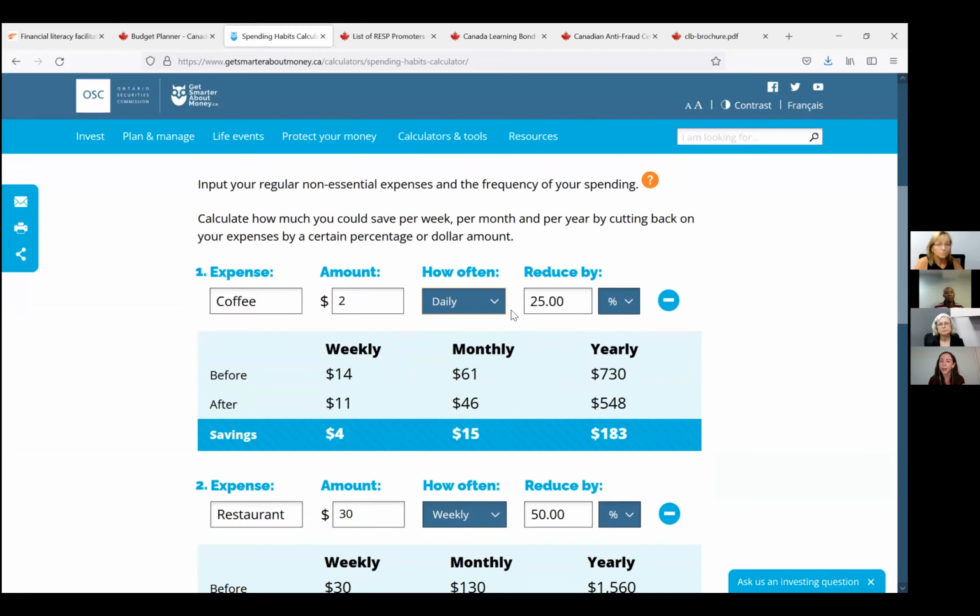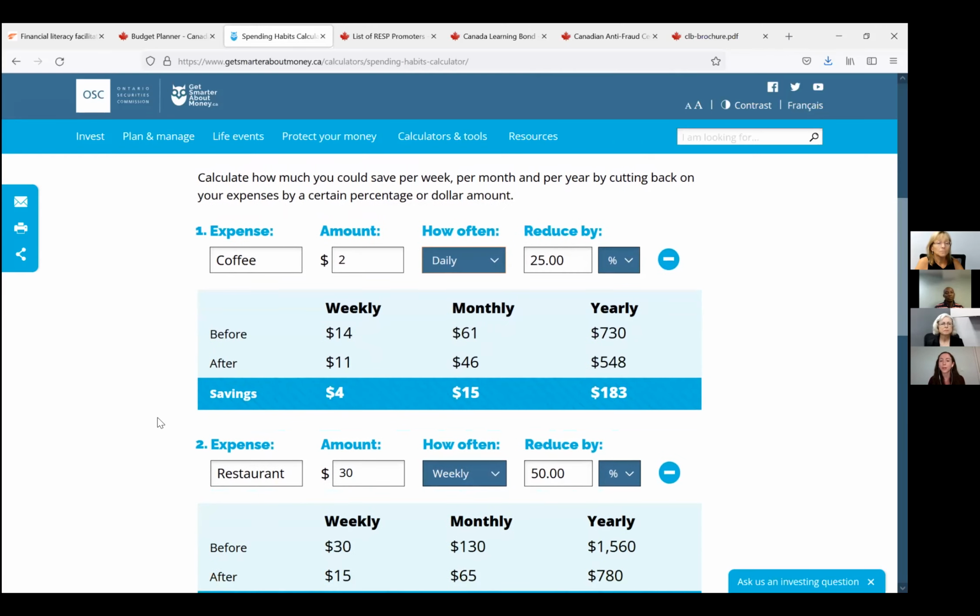So maybe you think, okay, I can reduce how often I buy coffee by a quarter of the time, so 25%. If you look at the weekly part, it's maybe 2 coffees a week that you take out. Then it shows you how much you save in a week, in a month, and then for a year. So if you took away 2 of your coffees per week, in a year you might have $183 for a savings goal that you had in mind. You can do that with a bunch of different things.